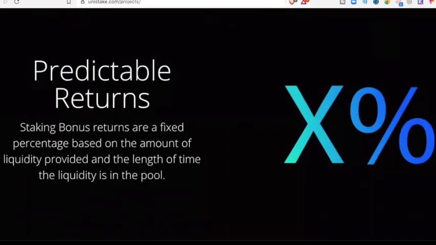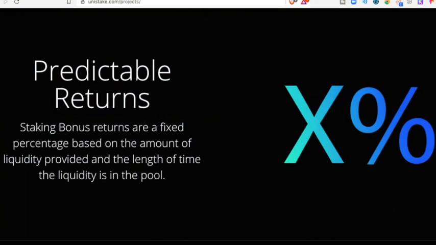Now, strictly speaking, because we're talking about ERC20 tokens here, you can't really stake them in the traditional sense, because no transactions are being verified. But you can get rewards for locking them in your wallet. Now, what happens with Unistake is that staking bonus returns are a fixed percentage based upon the amount of liquidity you provide and the amount of time that you provide that liquidity in the pool.